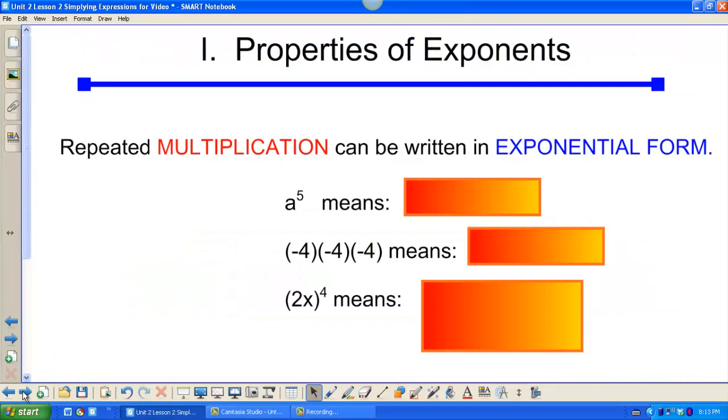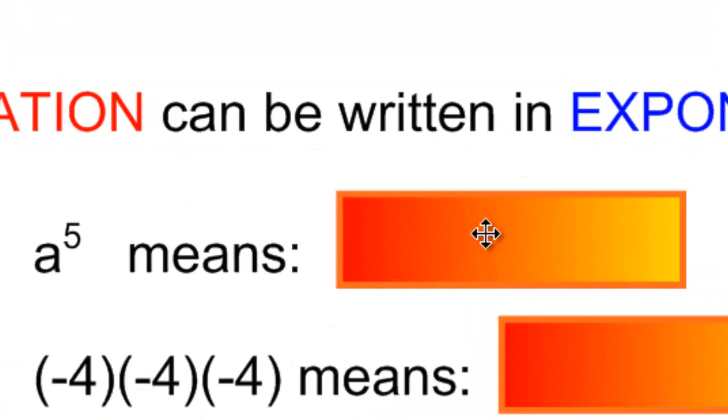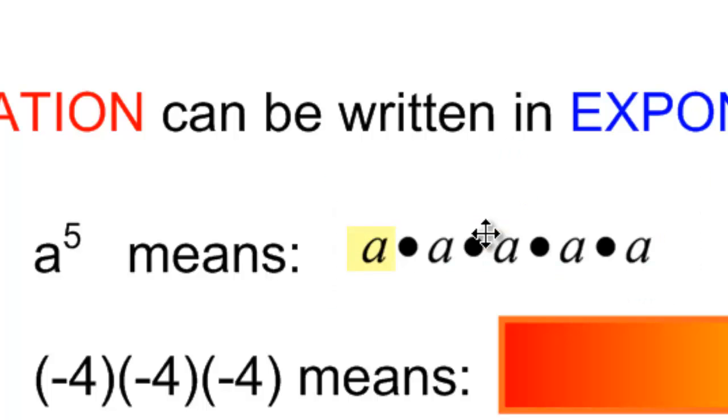So if you think about the basic property of exponents, it means repeated multiplication written in exponential form. So what does a to the fifth mean? Well, since 5 is a counting number or a whole number, we would take a times itself 5 times. So a times a times a times a times a.